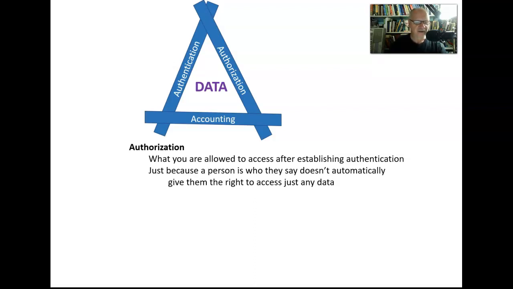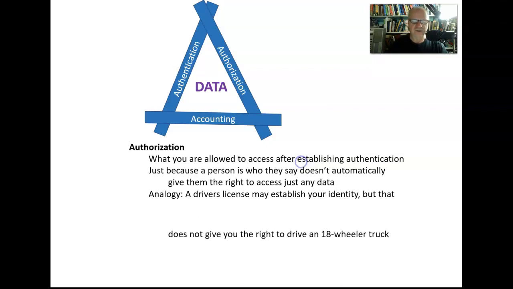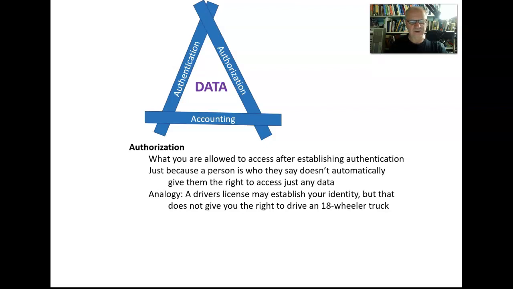So just proving you are who you say you are doesn't necessarily give you the right to access certain data. Here's an analogy I came up with, that a driver's license may establish your identity, but that does not give you the right to drive an 18-wheeler truck. Right? You also have to have a CDL for that. So just establishing you are who you say you are doesn't mean that you have access to just any data that you want. And so this is a second step beyond authentication. Authorization is usually done through things like access control lists, for example. We'll get into that again later on in much, much greater detail.